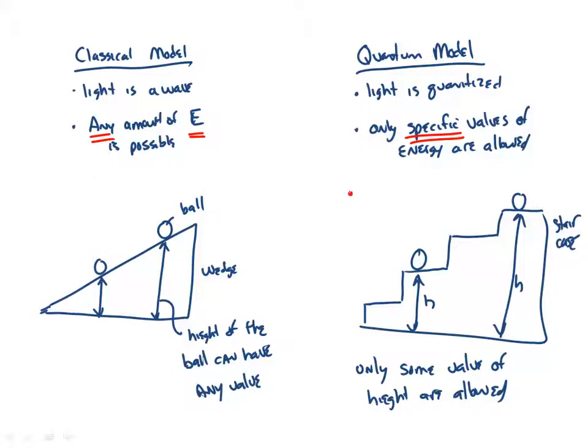And what this really does is this explains or predicts blackbody radiation perfectly. Well, maybe not perfectly, but close enough. And so it's really good. It explains this experiment.